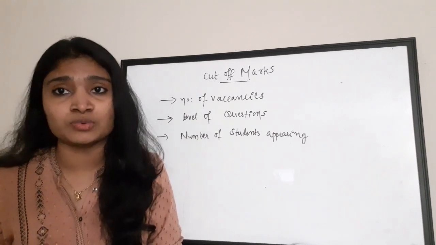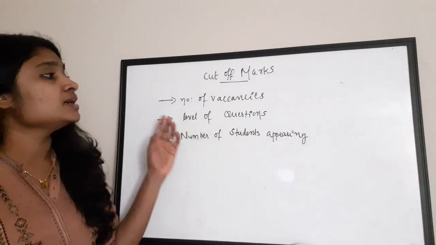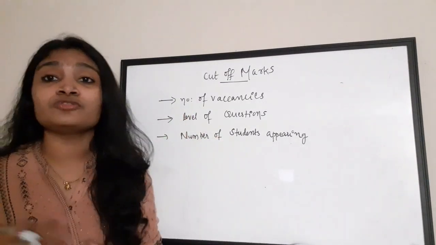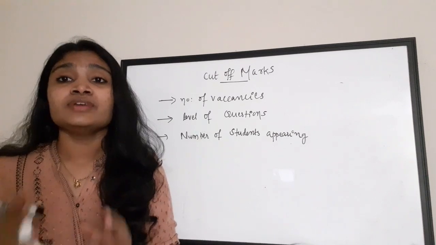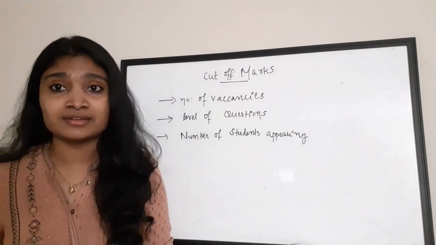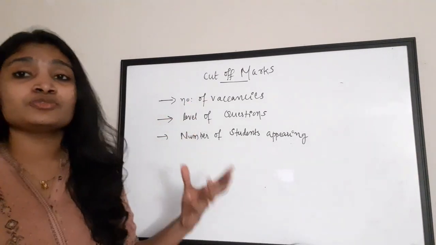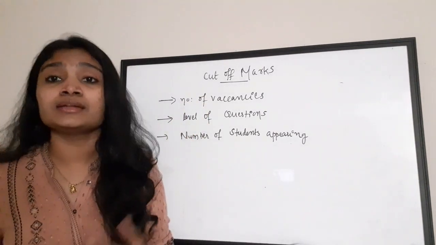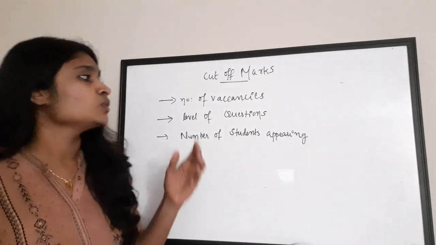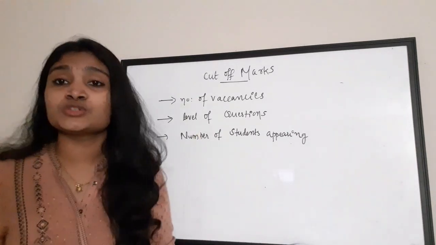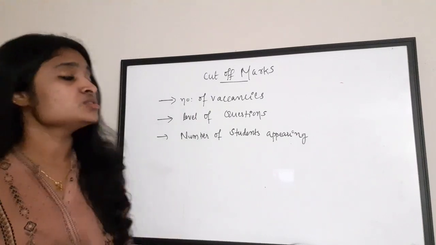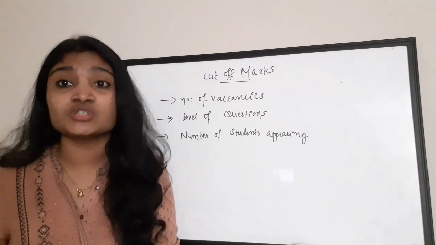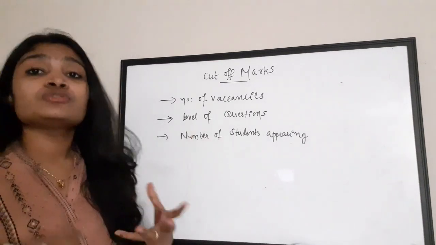of Technical Assistant post. The factors which decide the cutoff mark are: first, the number of vacancies available for the post. We are going to talk about the number of vacancies for the technical assistant post. Next is the level of questions. It can be tough, moderate or easy. The last one is the number of students appearing for the examination. About the number of students appearing and also the level of questions, we can only say after the examination is happening.